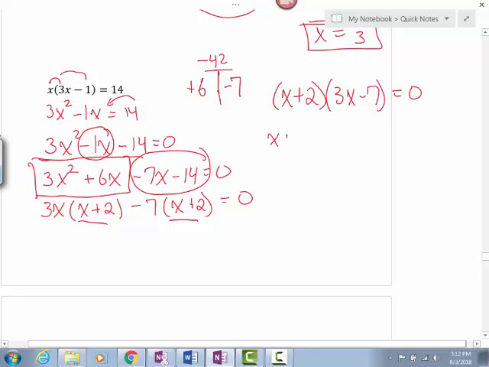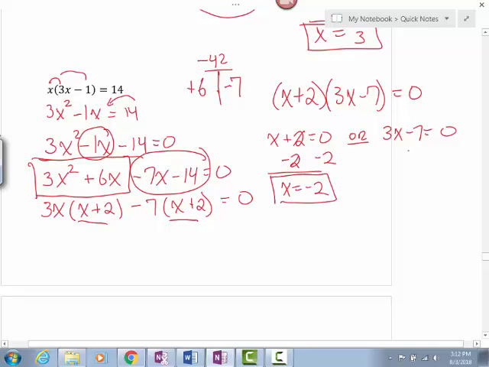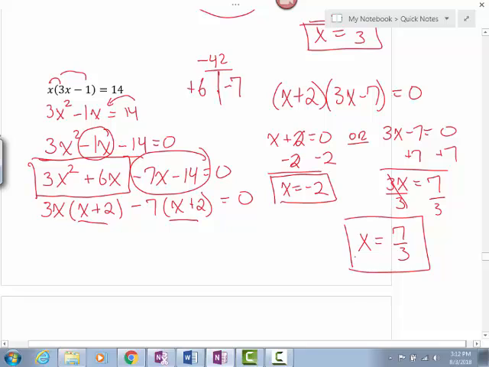Now we can start setting each part equal to 0. x plus 2 equals 0, or 3x minus 7 equals 0. So now I have minus 2 and minus 2, so x is equal to a negative 2. There's my first answer. Let's go plus 7 and plus 7, so 3x is equal to 7. Then we need to finally divide both sides by 3, and we come up with x is equal to 7/3.